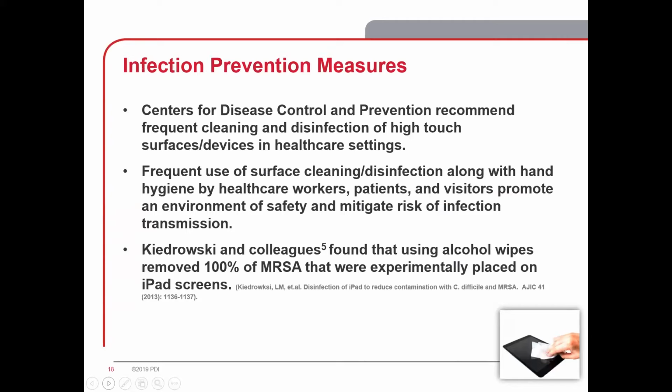As far as infection prevention measures, the things that we recommend is following the Centers for Disease Control and Prevention: the frequent cleaning and disinfection of all those high-touch surfaces and devices, looking at the frequent use of surface cleaning and disinfection along with hand hygiene by healthcare workers, by patients, and by visitors. This promotes an environment of safety and mitigates that risk of infection transmission. And more frequently, we're seeing studies found that using even something as simple as an alcohol wipe can help remove organisms such as methicillin-resistant Staph aureus that can contaminate these surfaces.